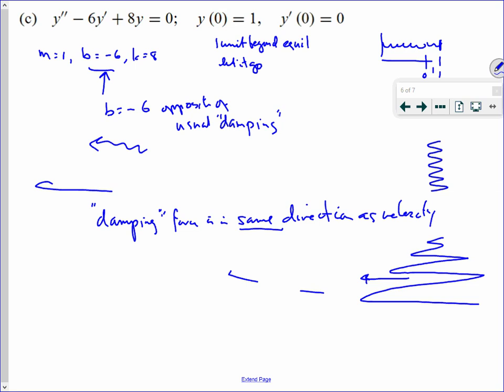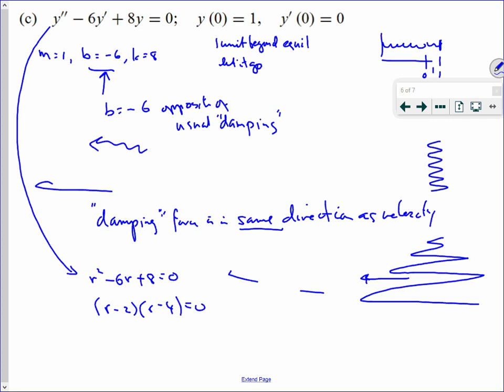And what you'll actually see when you work this out is something like that, or maybe even worse. This is the auxiliary equation, which factors as (r - 2)(r - 4). Okay. So you get two solutions. And so your general solution is y equals some constant times e^(2t) plus some constant times e^(4t).